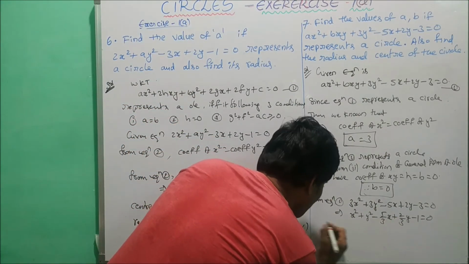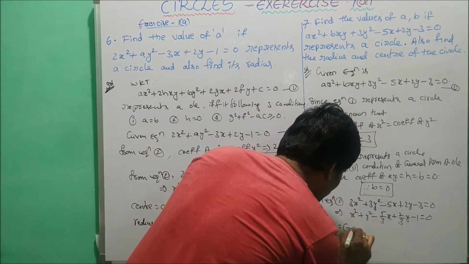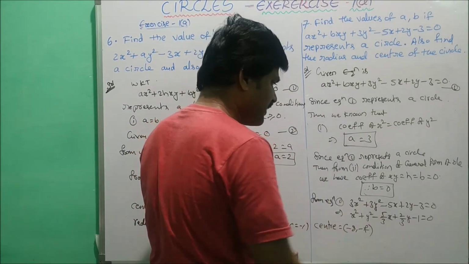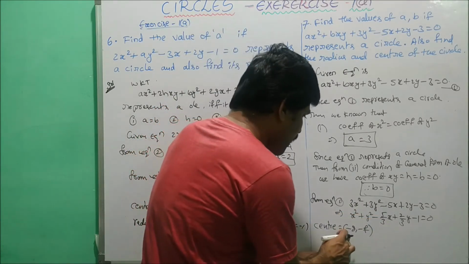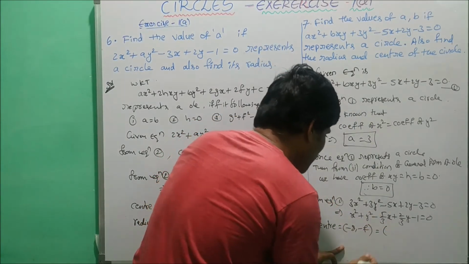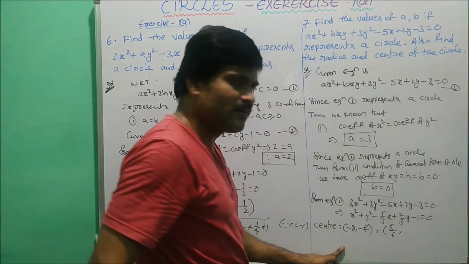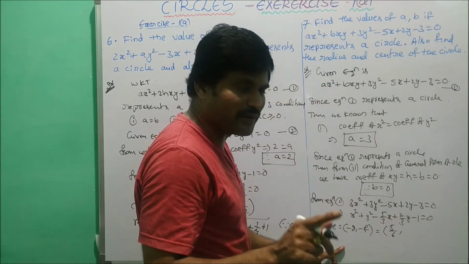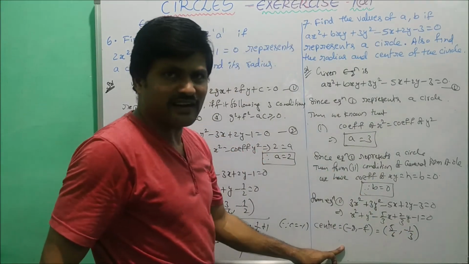Now using this equation to find the center. The center equals (−g, −f). Here we take 2g equals −5/3, so g equals −5/6. In the center we have −g, therefore −g equals 5/6. Similarly, 2f equals 2/3, so f equals 1/3. Now we take −f equals −1/3. So this is the center.